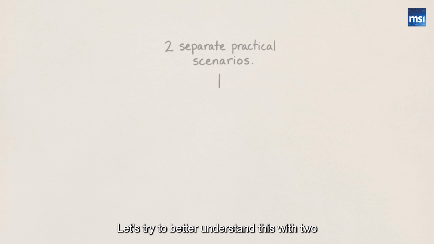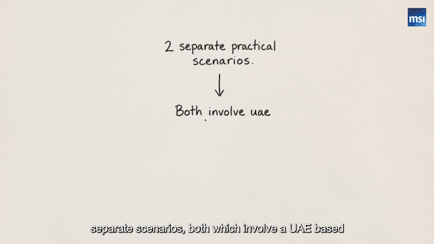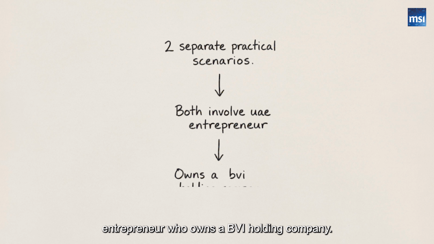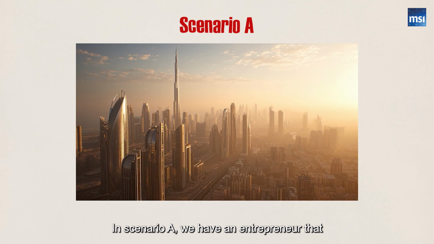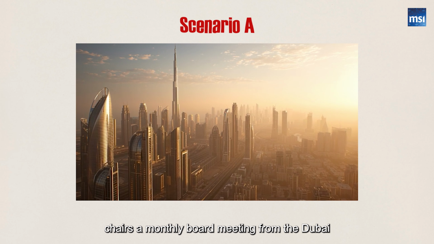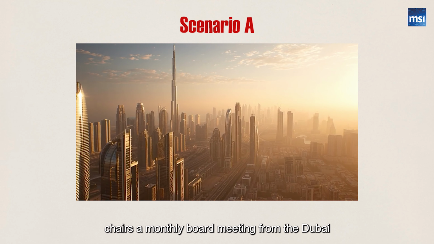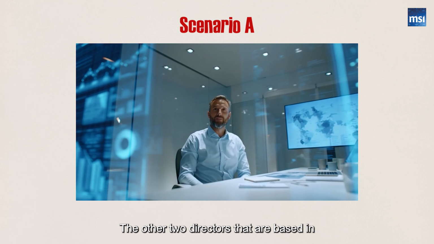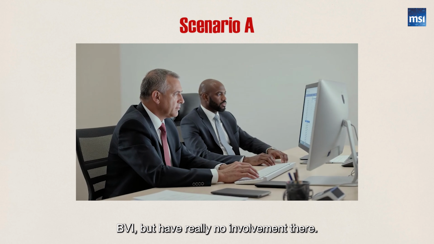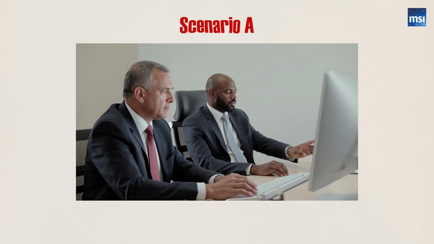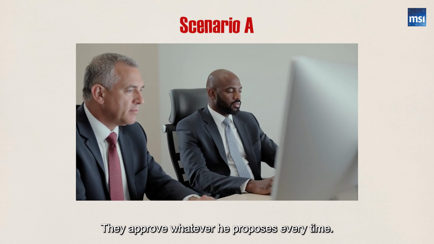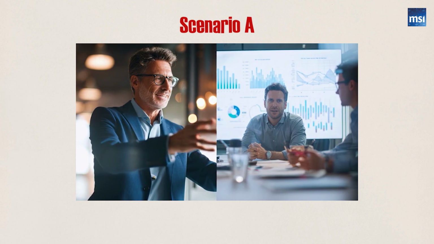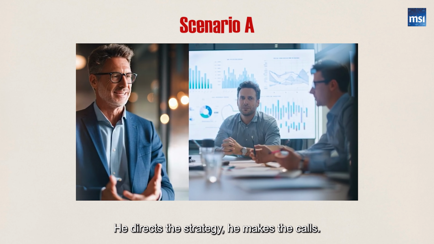Let's try to better understand this with two separate scenarios, both of which involve a UAE-based entrepreneur who owns a BVI holding company. In scenario A, we have an entrepreneur who chairs a monthly board meeting from the Dubai office by video call. The other two directors are based in BVI but have really no involvement there. They approve whatever he proposes every time. He directs the strategy, he makes the calls.